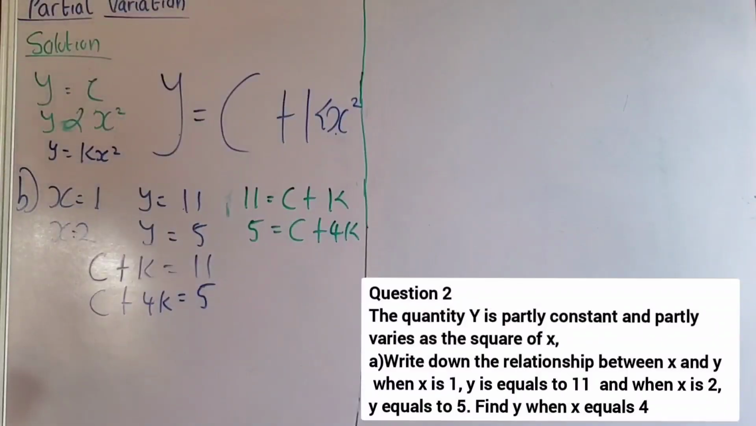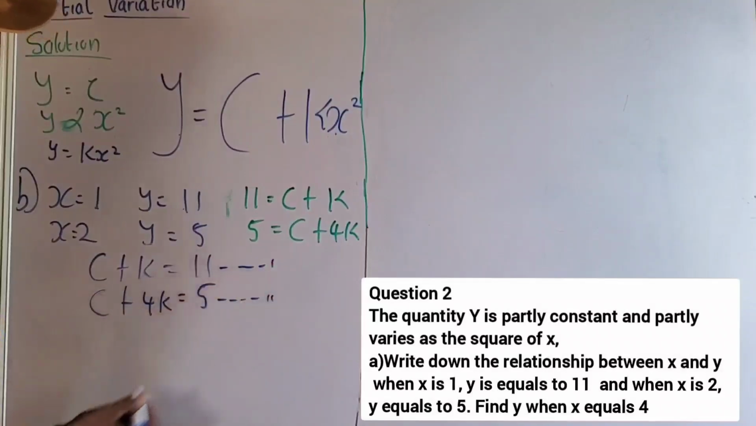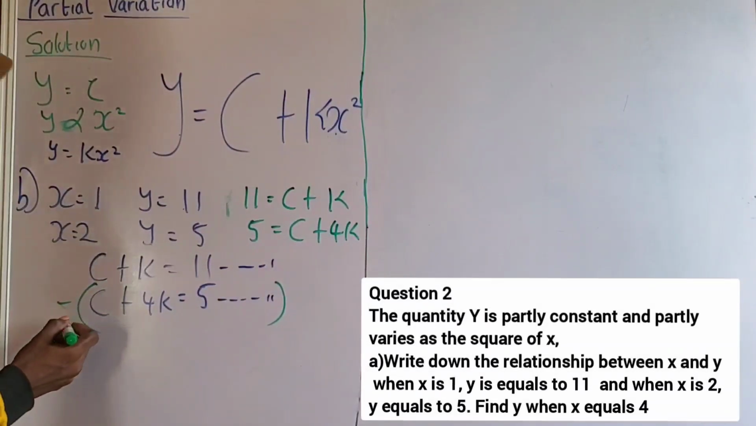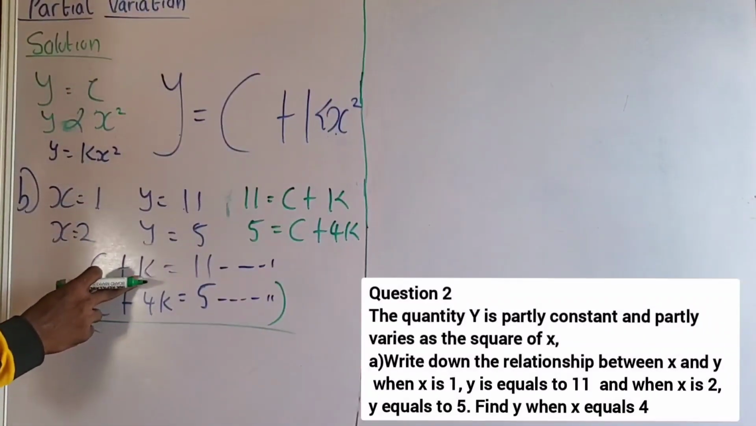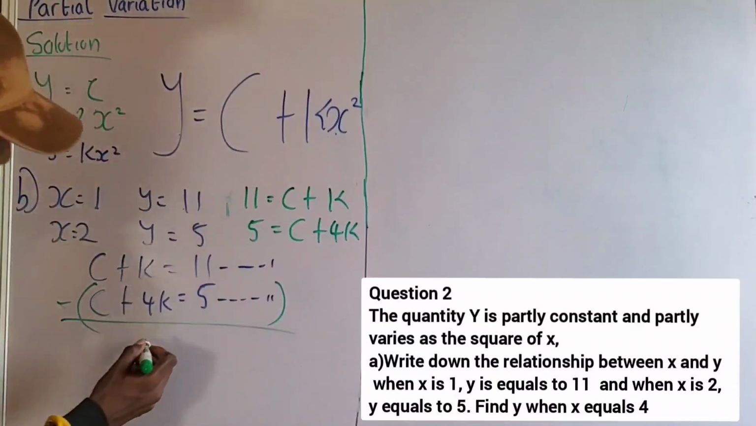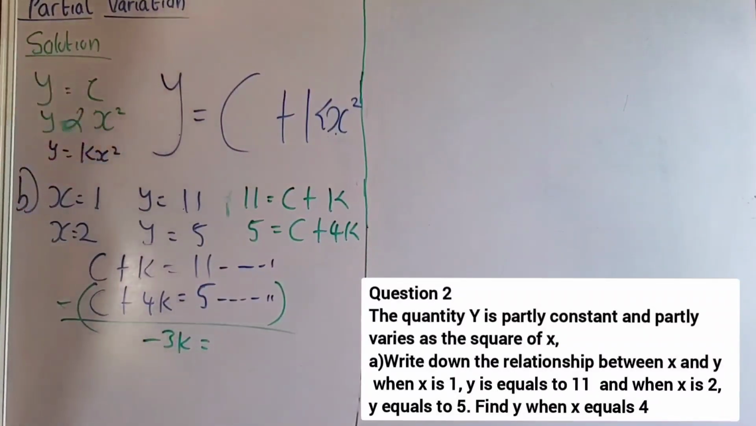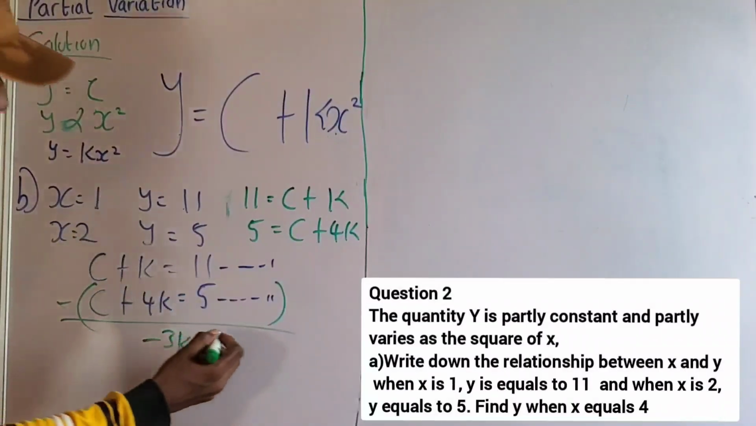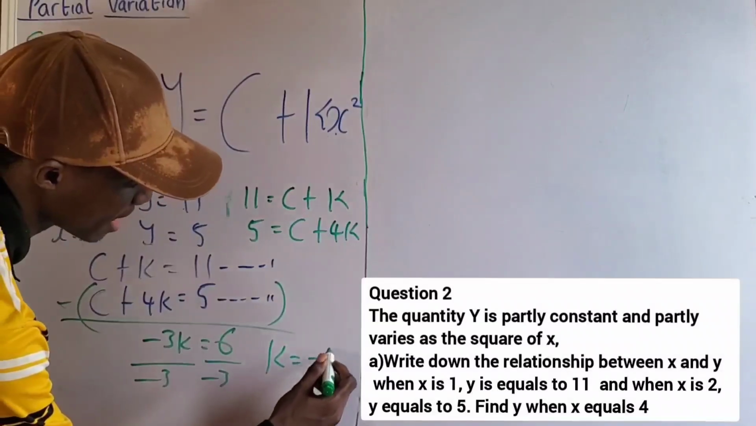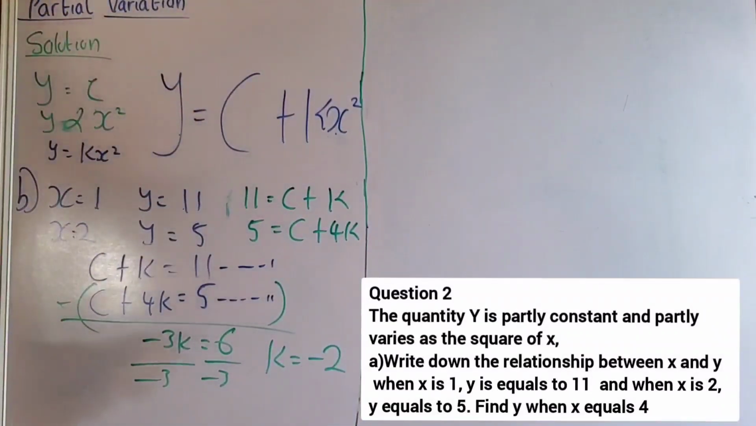Do you understand? Okay, now we can eliminate c by subtracting. Let's call this equation 2 and let's call this equation 1. We can eliminate c by subtracting equation 2 from equation 1. So for this I'm going to have c minus c, that is 0. k minus 4k, that is 1k minus 4k. What's the answer? Minus 3k equals 11 minus 5, that is 6. So minus 3k equals 6, divide by minus 3 on both sides. k equals minus 2, okay? Now, we've gotten the value of k as minus 2.